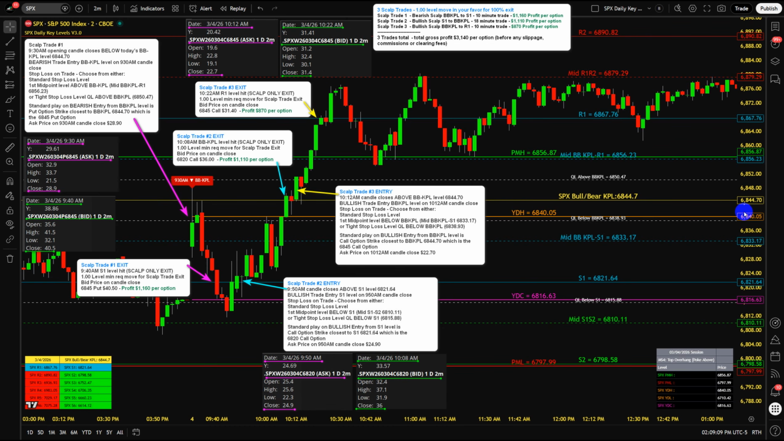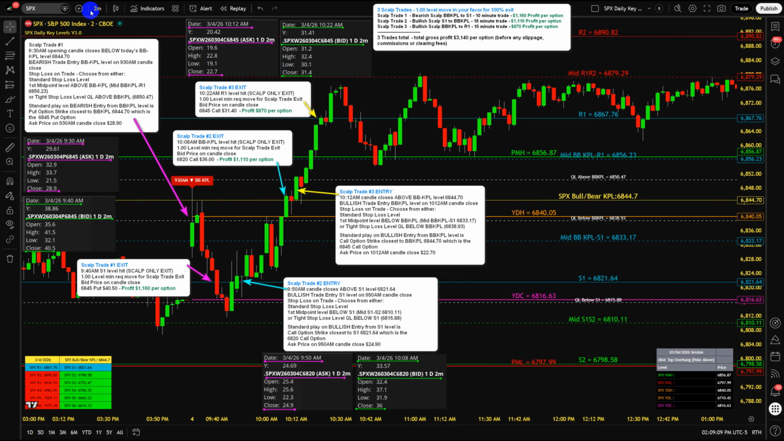Okay, so today we have 3 scalp trades, starting with the 9:30 a.m. opening candle, which closes below today's bull bear key price level given by the indicator of 6844.70. So this is the opening 9:30 a.m. candle.